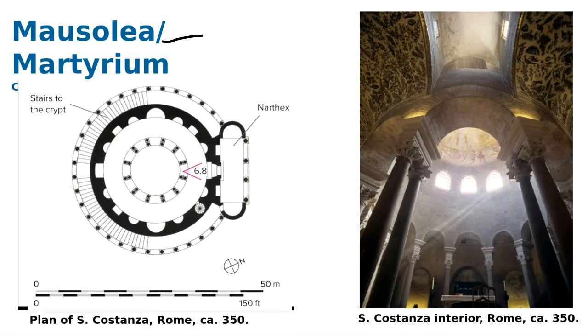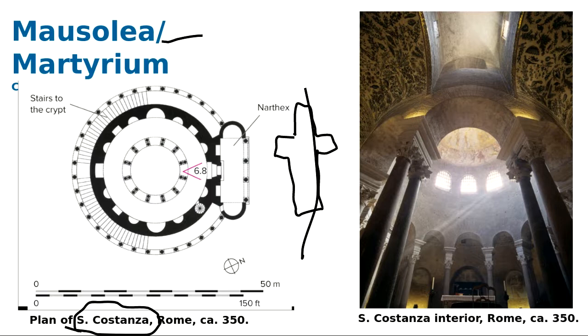And here we're looking at the plan of Santa Costanza in Rome. She was actually the daughter of Constantine. Constantine, like I said, people believe didn't really convert to Christianity, but the daughter was a believer. So she was able to have this mausoleum, the place where she was buried. And again, I'm going to ask you: is this a Latin cross plan, a Greek cross plan? Is this axial or is this central? Hopefully you answer that this is a central plan.